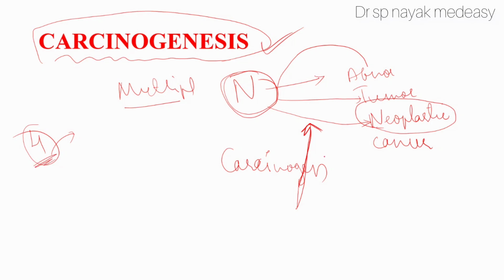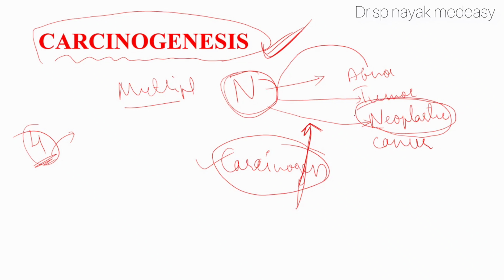Before that, let us understand what is a carcinogen. A carcinogen is a chemical agent or a radiation agent or a biological agent which will initiate or mediate carcinogenesis. Are you all following me? A carcinogen is a mediating agent which will cause, progress, or initiate carcinogenesis. Now you understood what is carcinogenesis. It is a process of conversion of a normal cell to a neoplastic cell.